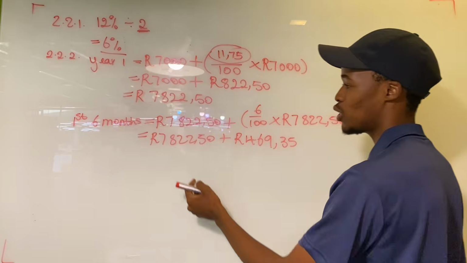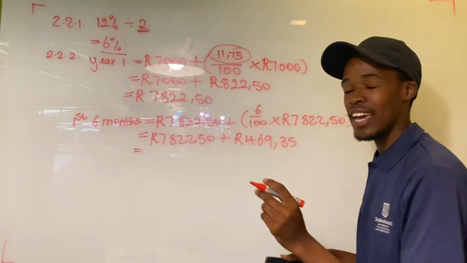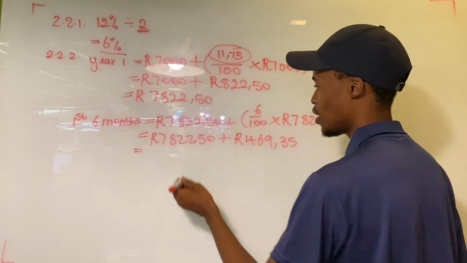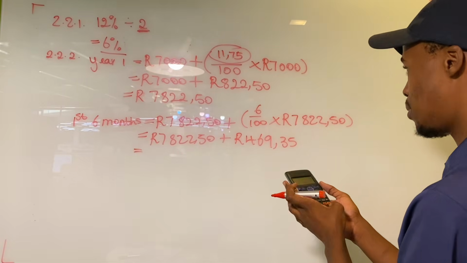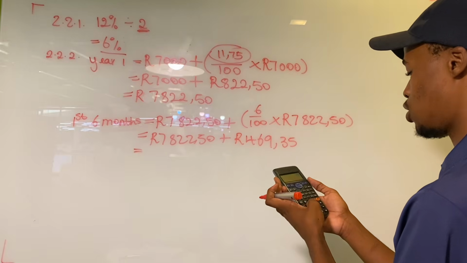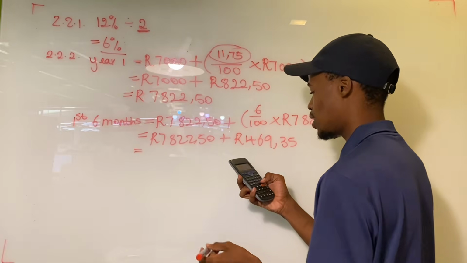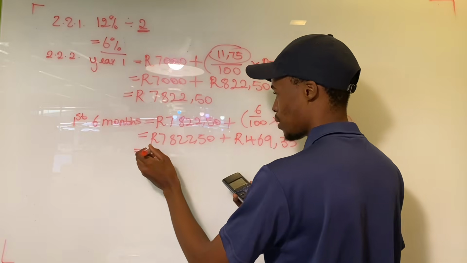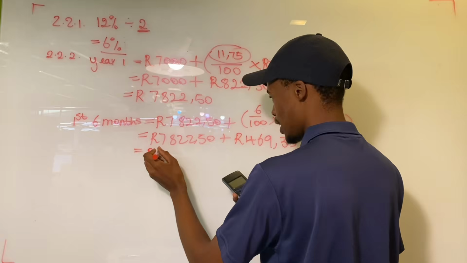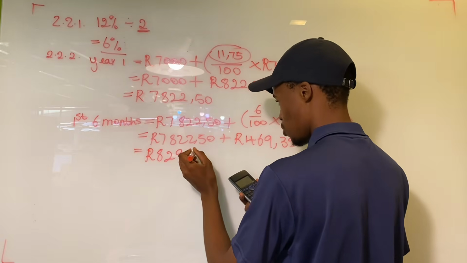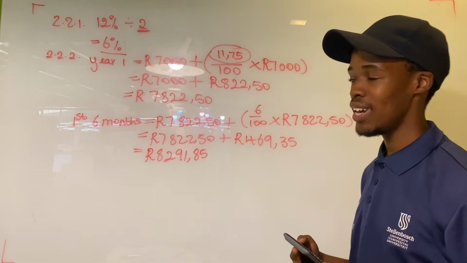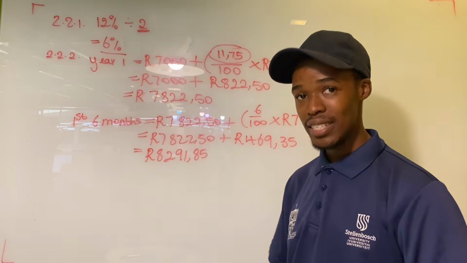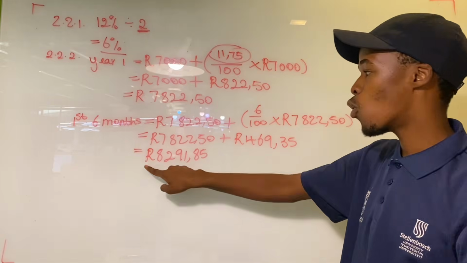Okay, so now we do what? We add them together to know the actual total amount he has to pay by the end of the first 6 months of the year. So we're just going to take this amount and say plus 7,822 rands 50 cents. So that means by the end of the first 6 months of the second year, this person has to pay how much? 8,291.85. Okay, so by the end of the first 6 months of the second year, he'll be owing this amount.